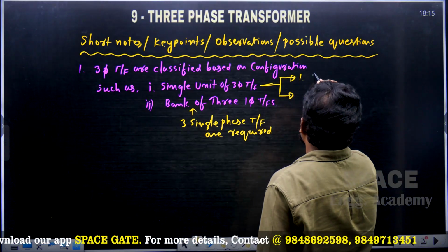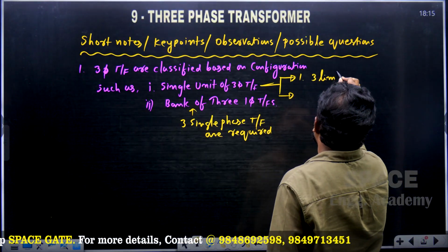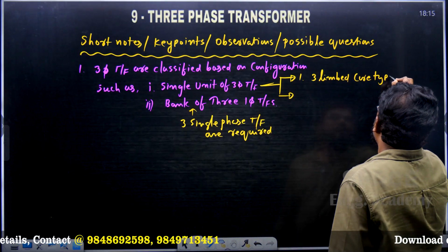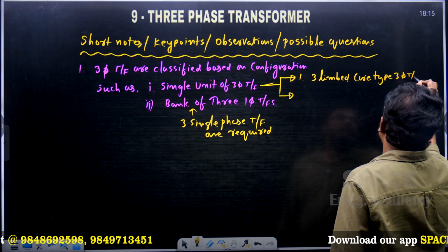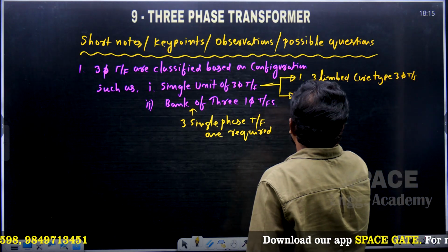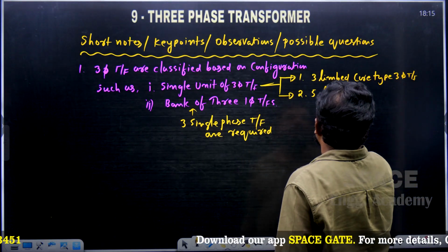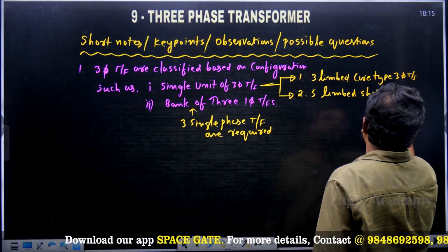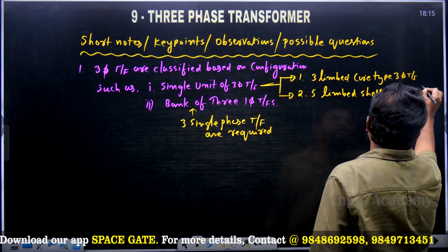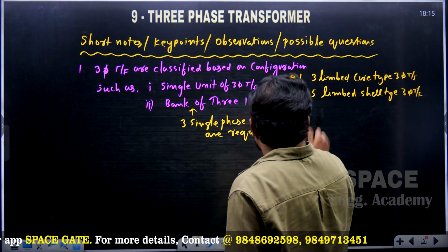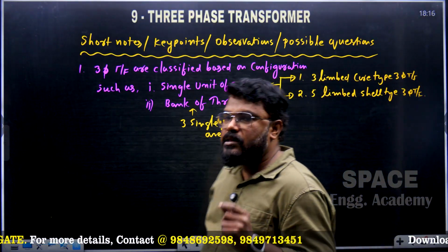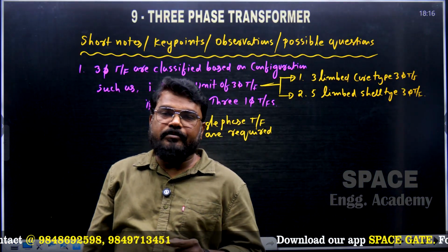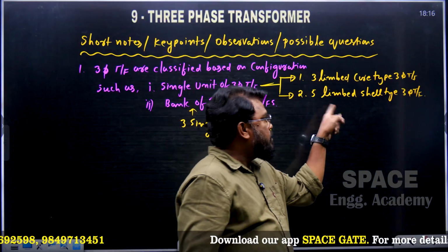This single unit of three-phase transformer is again classified into two types. One is the three-limbed core type three-phase transformer, and the second one is the five-limbed shell type three-phase transformer.